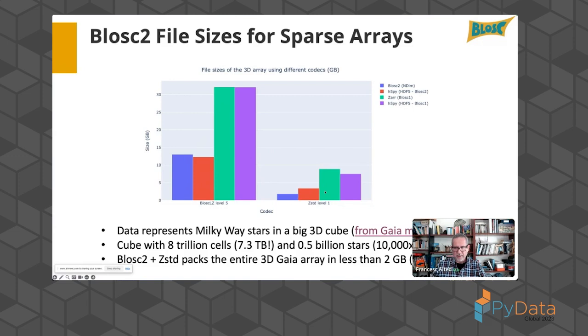When we're using Zstandard, the differences are still larger, and we can see that Blosc2 in combination with Zstandard provides the best compression ratio for this sparse dataset that is holding 8 trillion cells, almost 8 terabytes. So Blosc2 plus Zstandard can pack this entire Gaia array in less than 2 gigabytes. That means a compression ratio of more than 4,000, which is pretty good.